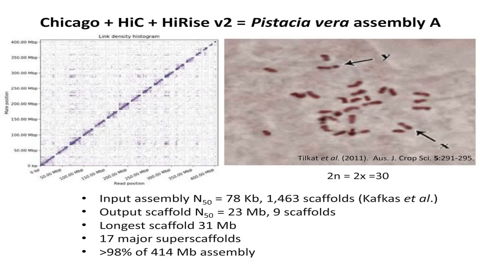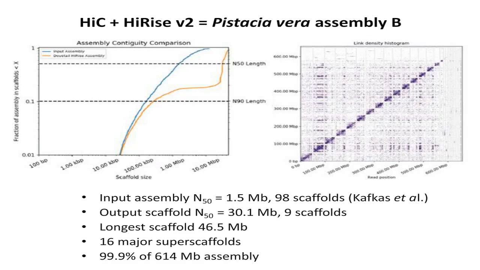And the data that we just got back earlier this week, here is a chromosome-scale assembly of Pistacia vera. It's based on an input assembly with an N50 of 78 kb, and Dovetail ran both Chicago libraries and Hi-C, and we were able to get a 23 megabase N50, basically with nine scaffolds. The longest scaffold is 31 megabases, and we've got 17 major superscaffolds. Now, pistachio has 15 chromosomes. It's also dioecious, so it's got sex chromosomes. So we're very, very close to having superscaffolds that go across every chromosome, and we've got 98%.